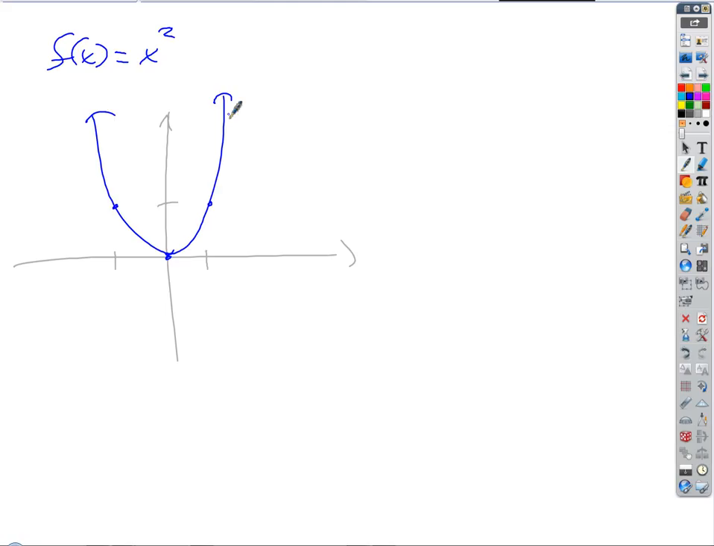Everybody agree? Okay, so it starts at the origin, goes through the points (1, 1) and (negative 1, 1), right? So now, what could I do if I wanted to slide this thing horizontally? What would I do?